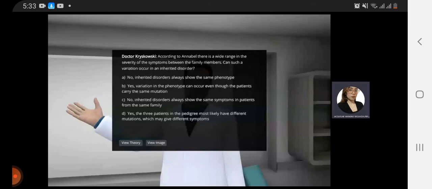According to Annabelle, there is a wide range in the severity of the symptoms between the family members. Can such a variation occur in an inherited disorder?